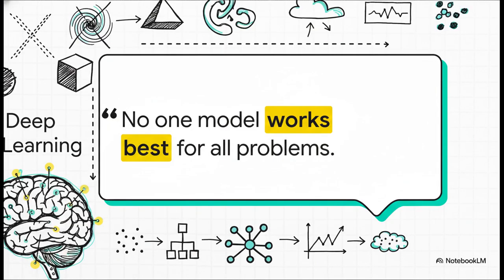But even with powerful tools like deep learning, it is so important to remember this one idea, the no free lunch theorem. It's a fundamental concept that basically says there is no silver bullet. No single algorithm is the best solution for every single problem, which is why that model selection step we talked about earlier is so important.